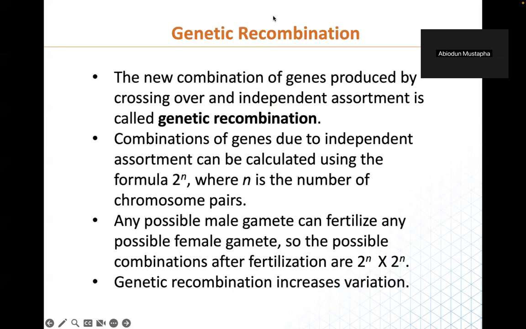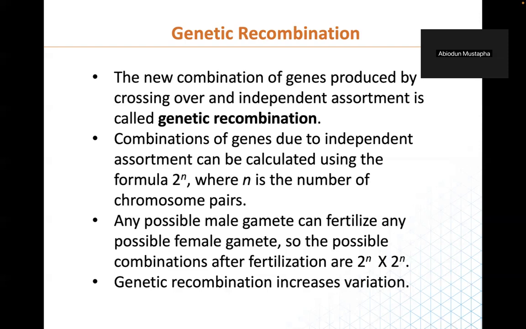As the name implies, combinations of genes due to independent assortment can be calculated using the formula 2 raised to the power of n, where n is the number of chromosome pairs. Let's say, for example, humans have 23 chromosomes. So it's going to be 2 raised to the power of 23, and that's going to give you the number of possible alleles to be expected from that individual.